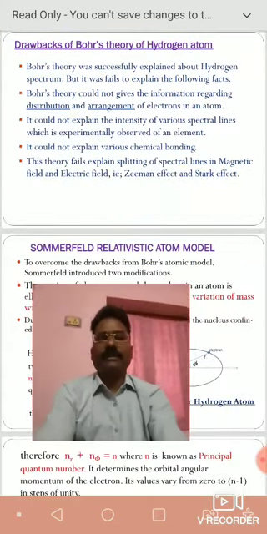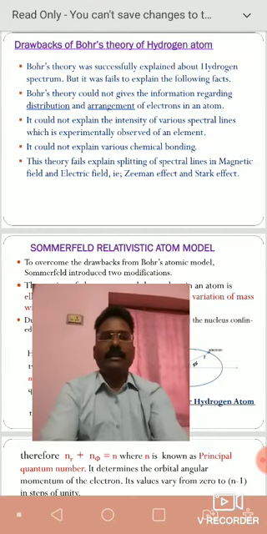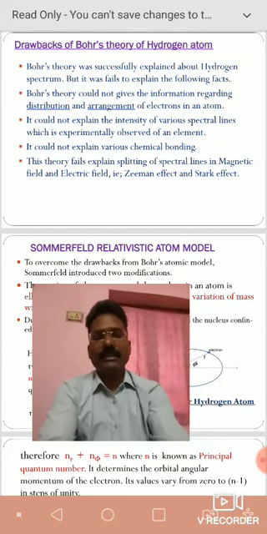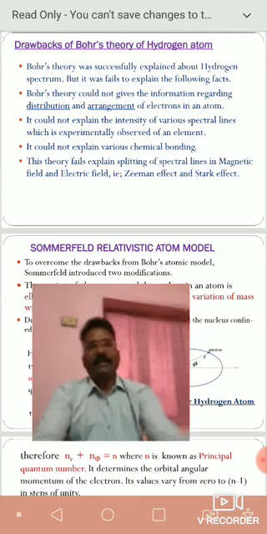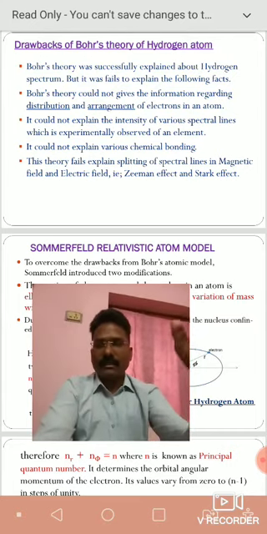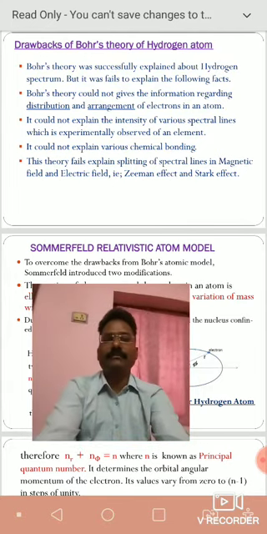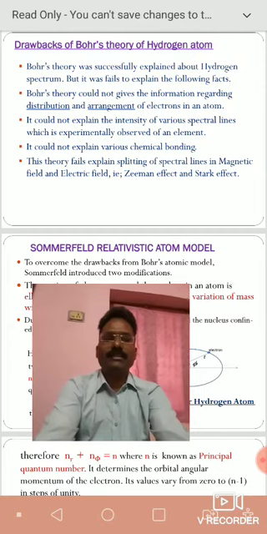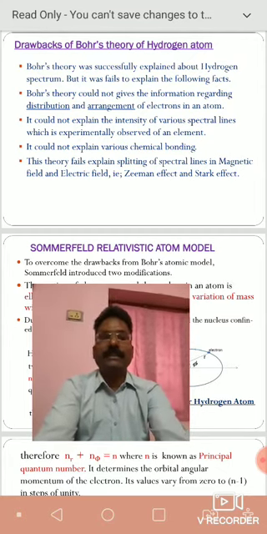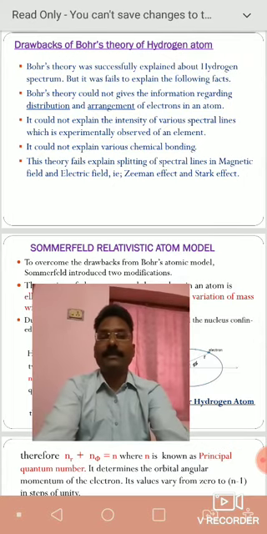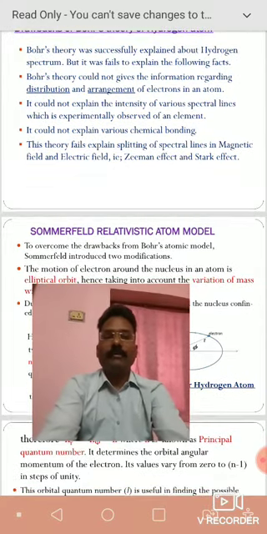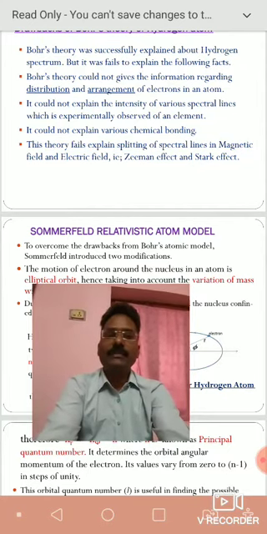What are the drawbacks of Bohr's theory of the hydrogen atom? Why could Bohr's theory fail to explain certain facts? These are the drawbacks of Bohr's theory of the hydrogen atom. Bohr's theory successfully explained the hydrogen spectrum, but it fails to explain the following facts. One is that Bohr's theory could not give information regarding the distribution and arrangement of electrons in an atom.